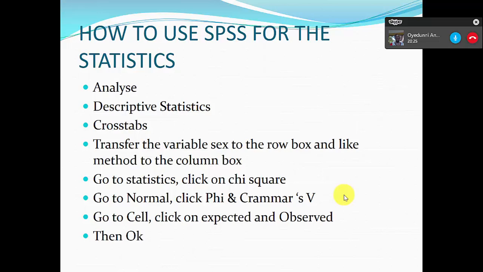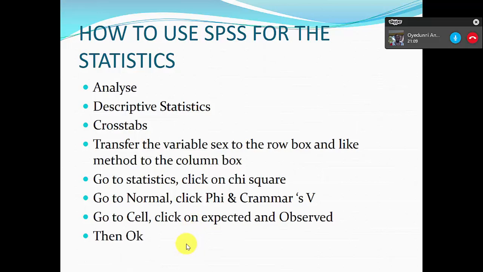How to use SPSS for the statistics. The procedure is to go to Analyze, then Descriptive Statistics, then Crosstabs. You transfer the variable set to the row box and like method to the column box. Then go to Statistics, chi-square, then go to Cells, click on expected and observed, then OK, which will give you this. These are the cells I just listed.